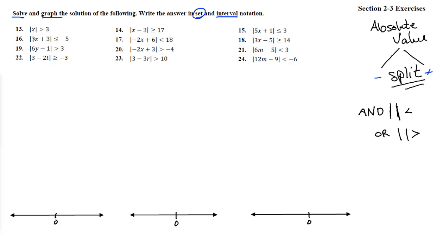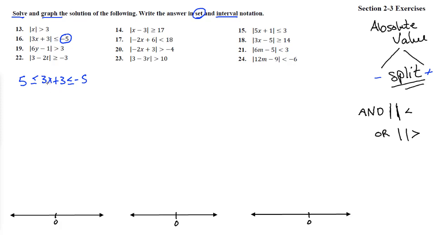Number 16. Here we have the absolute value of 3x minus 3 is less than or equal to negative 5. Now you might want to notice something weird is going on here. This is a negative number, but watch what happens when we try to do it right. 3x plus 3, it's less than, so it's an and, less than or equal to negative 5, greater than or equal to the opposite, which would be a 5.